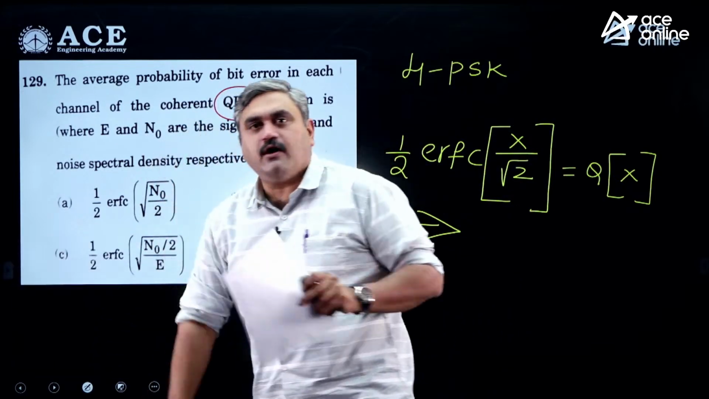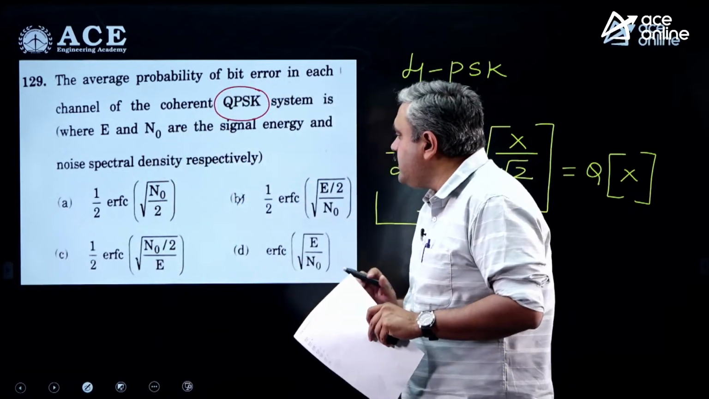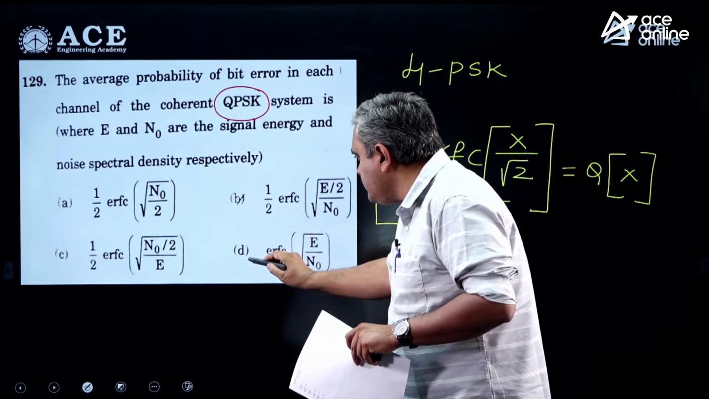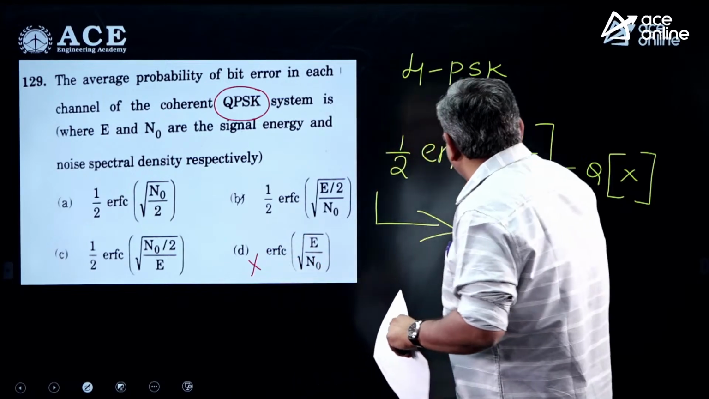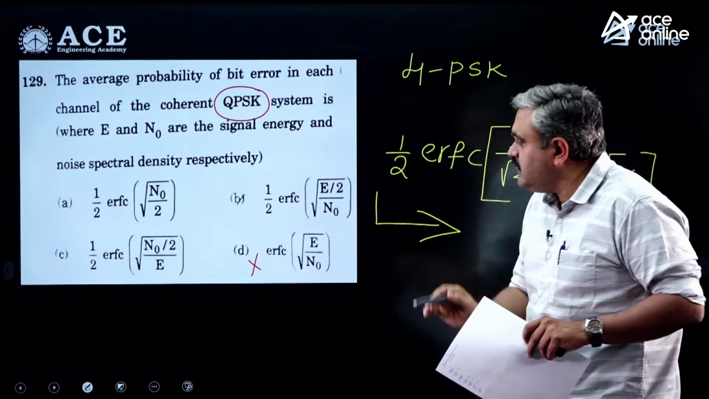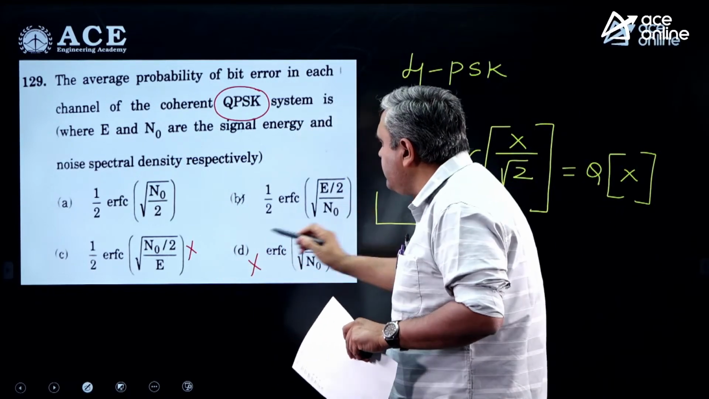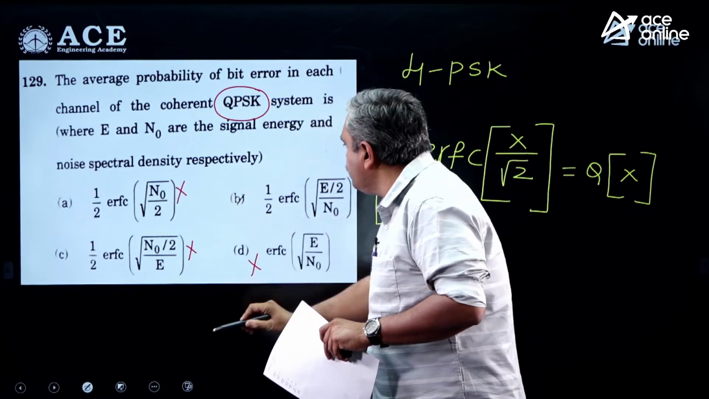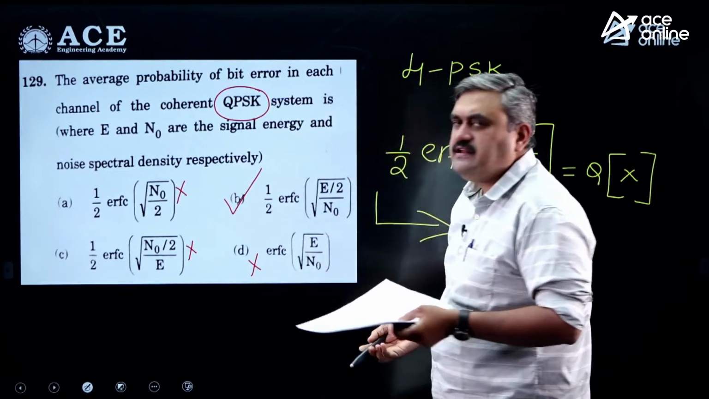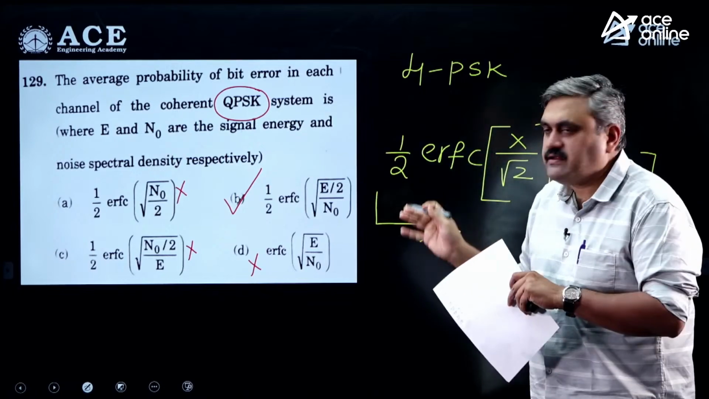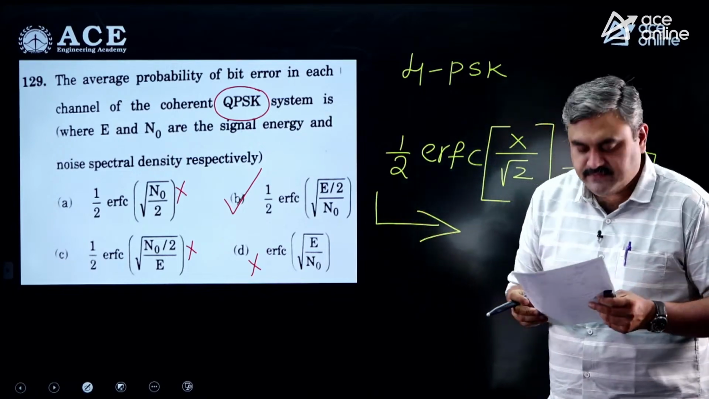So try to eliminate the options. Which ones can you remove directly? You can remove this option first of all, and the numerator will be our energy. Here there is an N naught, so that is not possible, and there is an N naught here, this is also not possible. So the only possible choice is B. Easily you can mark the option. No need to do any other research here; directly go with that.